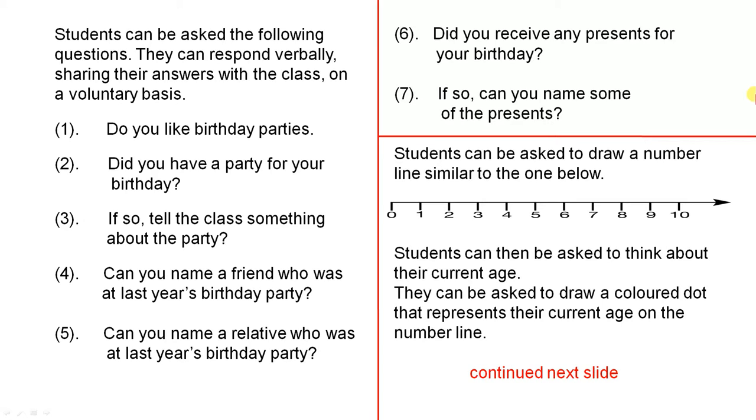Students can be asked the following questions. They can respond verbally, sharing their answers with the class on a voluntary basis. Number 1. Do you like birthday parties? Did you have a party for your birthday? If so, tell the class something about the party.